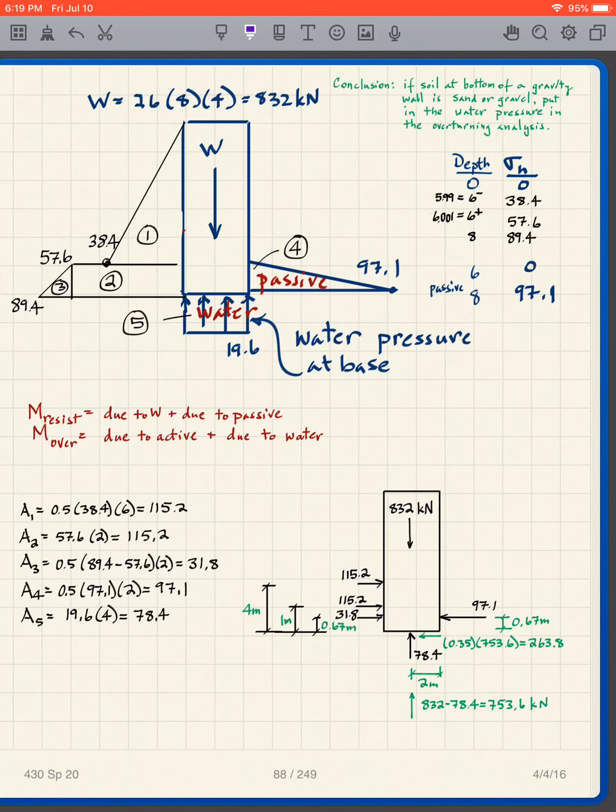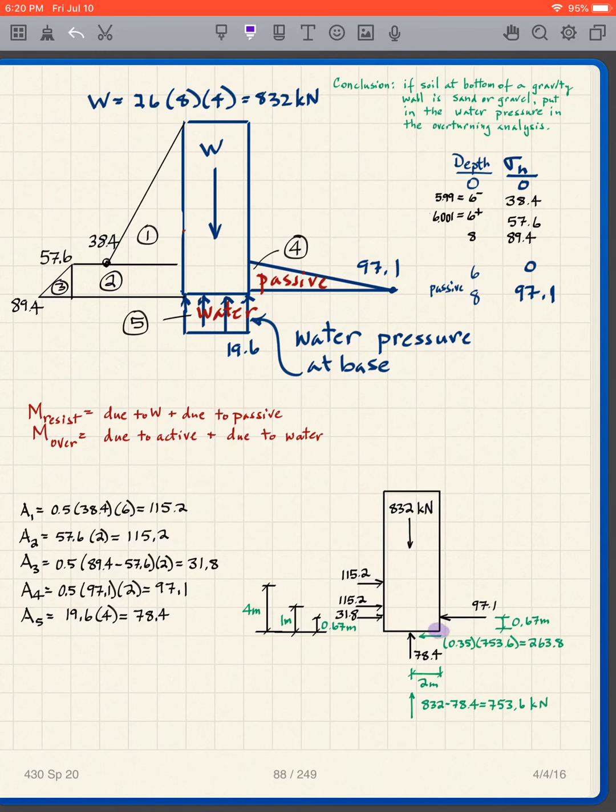Again, we create our stress distribution, and it's a sand, so we have the water pressure at the base. And then I'm not going to go through this, but we get our areas. I have a 1, 2, 3, 4, 5. So I get A1, A2, A3, A4, A5.